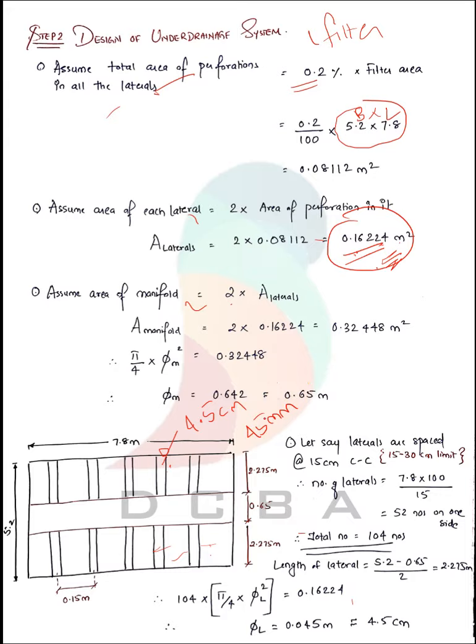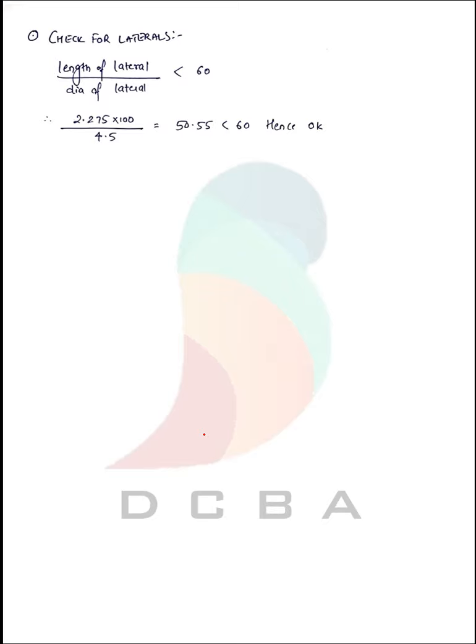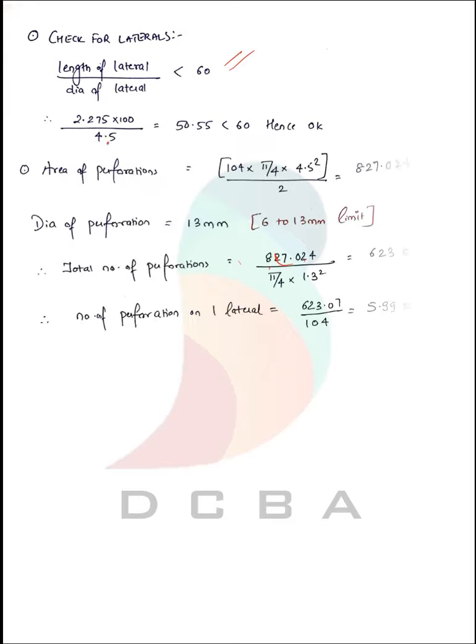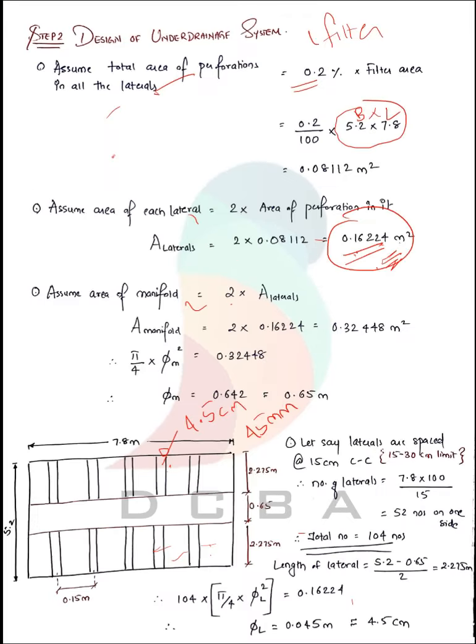Once we got the diameter of laterals, we can now find the diameter of perforations. But before that, we'll just check for the laterals. The length of the lateral divided by the diameter of the lateral should be less than 60. This ratio is also covered in our theory, and this is a check that we need to do. So length of the lateral is okay. We did not calculate the length of the lateral, right?